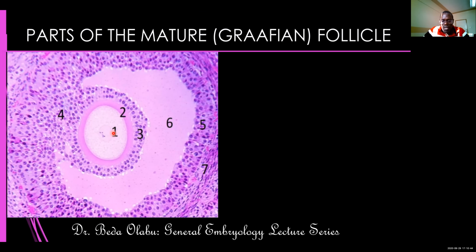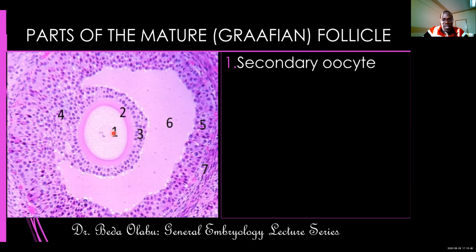The part labeled 1, we have called it the secondary oocyte. Remember, it's been arrested at metaphase 2. The structure labeled 2 is called the zona pellucida. It's a glycoprotein covering of the oocyte. When we talk about fertilization next week, we will see the purpose of the zona pellucida.